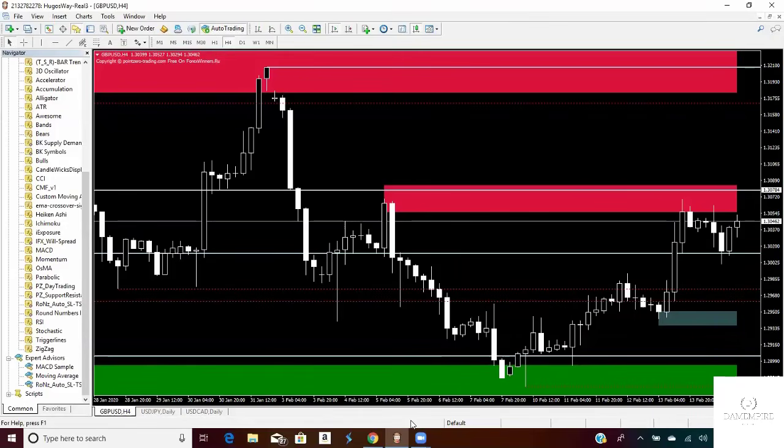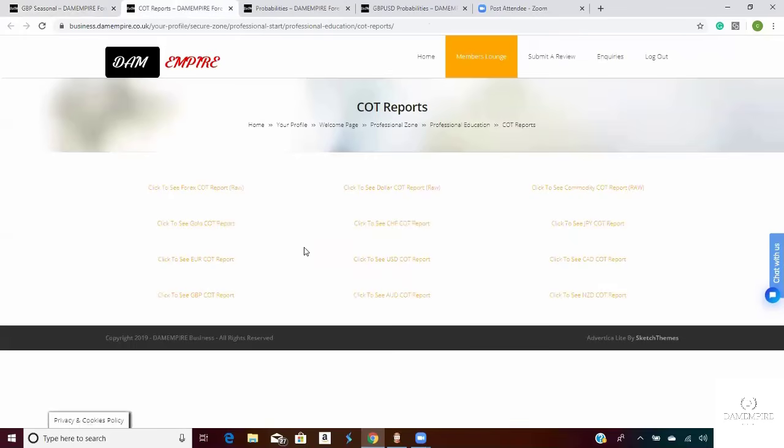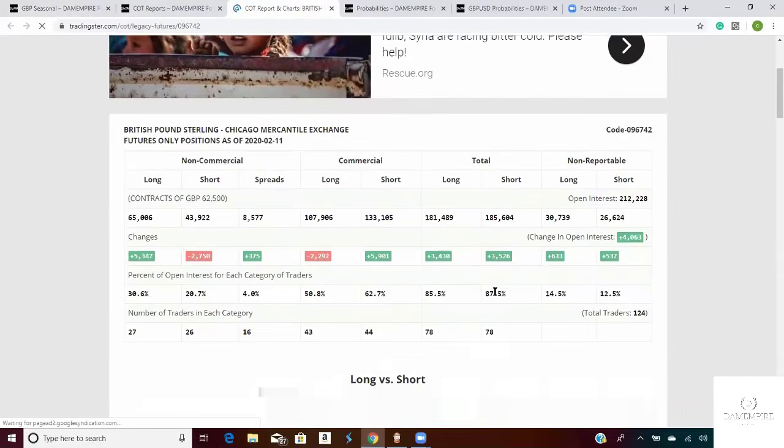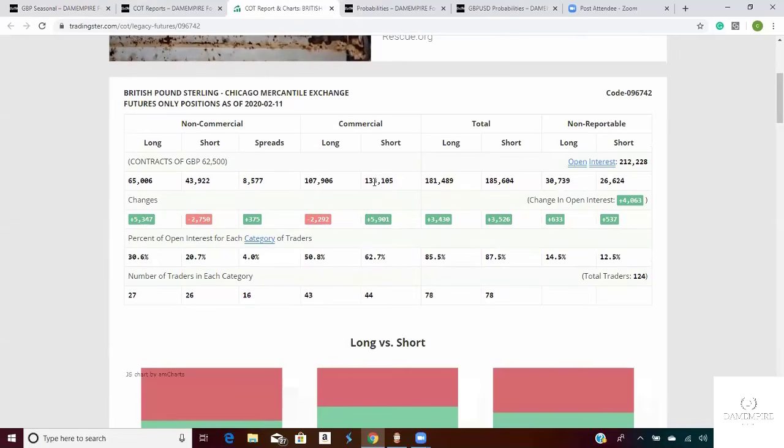And then another trade that we're looking at is USD. Actually, the COT for GBP aligns as well. Right here, on the short side, there's already 133,000. They're adding 5,000 more. That's pretty good. That's a lot.